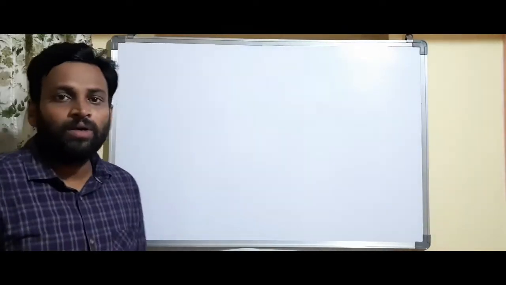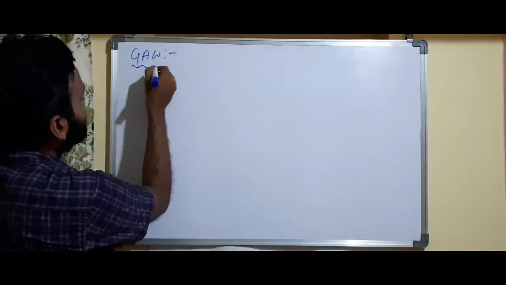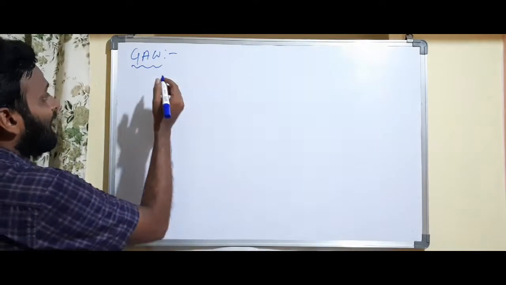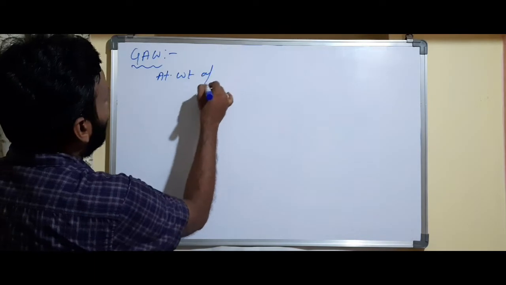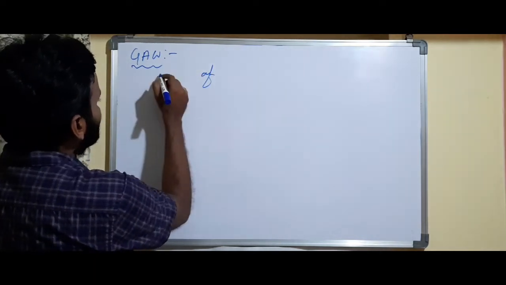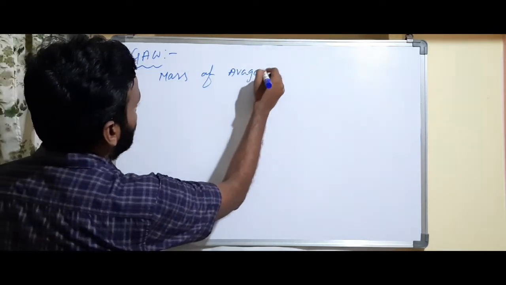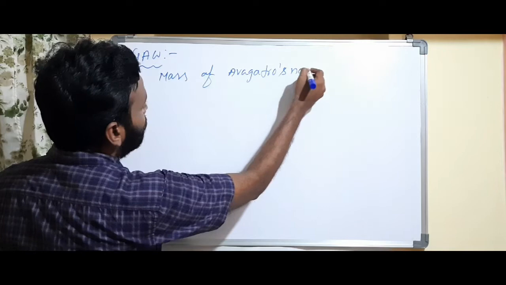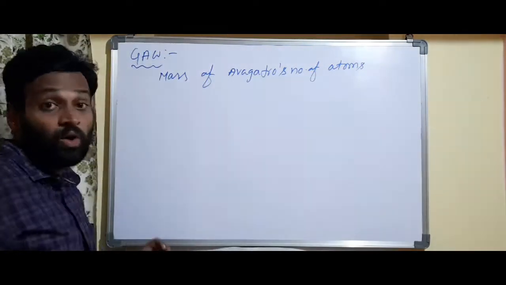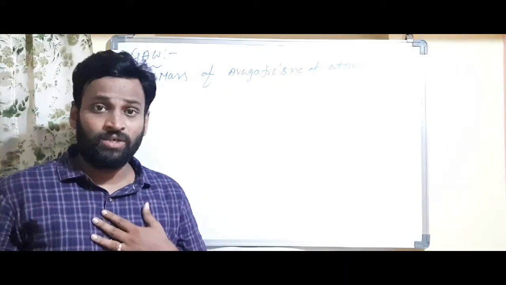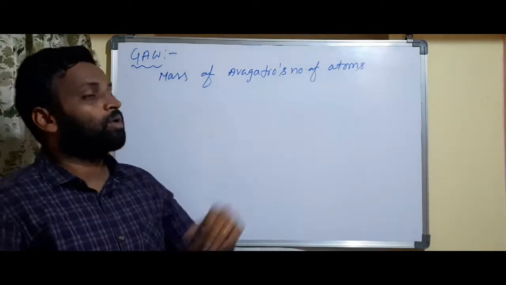Okay. Next, let's see gram atomic weight. What is the gram atomic weight? Gram atomic weight is nothing but the mass of Avogadro's number of atoms. The mass of Avogadro's number of atoms is called gram atomic weight.